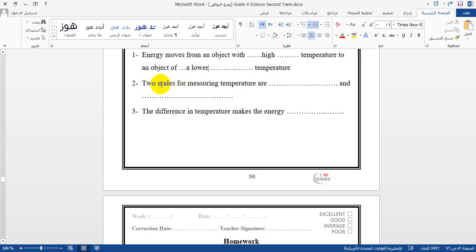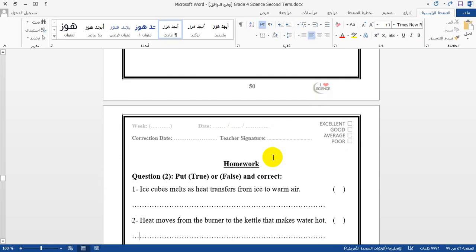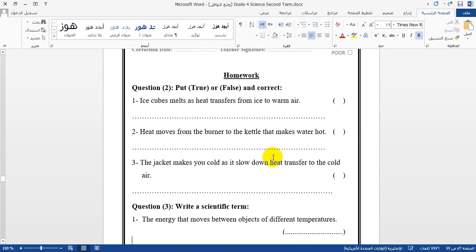So there are two scales of measuring temperature. What are they exactly? Did you remember them, guys? Celsius degrees and Fahrenheit degrees. Don't forget that. The difference in temperature makes the energy move. The difference in temperature makes the energy stop or move? Sure, it will make the energy move. This is what we mean. Let's continue to the next page. This is the homework. I will solve it with you also, no problem.